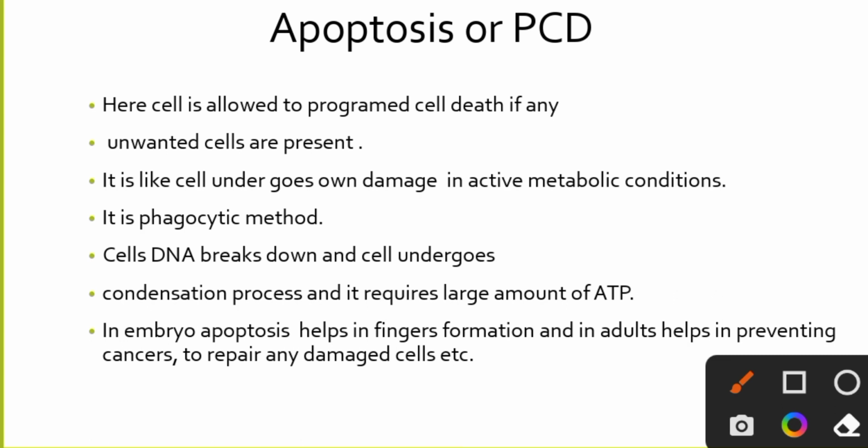So what is the use of this apoptosis or programmed cell death in organisms? In the embryo, apoptosis helps in finger formation, that is digit formation. And in adults, it helps in preventing cancers. We all know that cancers are also unwanted growth or division of cells. And to repair any damaged cells, the repair process also takes place by this apoptosis or programmed cell death method. So I hope all of you understood.